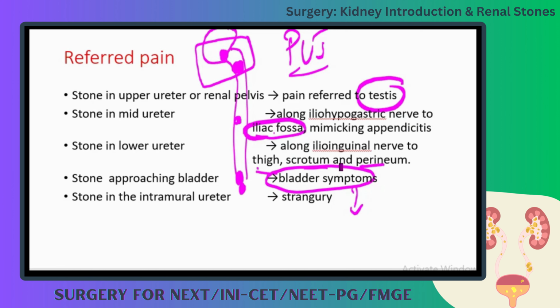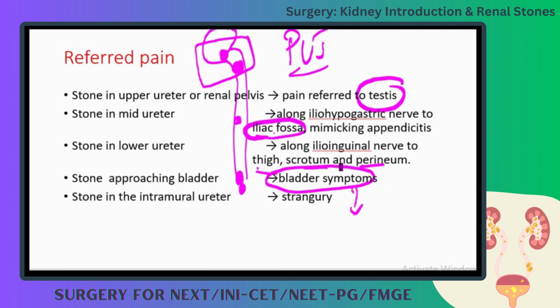Just think, what will be the bladder symptoms? Think and tell. Wrong also is okay. Micturition, yeah. There will be frequency. Normally there will be normal micturition, but if the stone is nearing the bladder, they will have frequency of micturition. That is, multiple times they have to go to the washroom because the stone is near. It will be constantly irritating the bladder. Okay, there will be frequency.